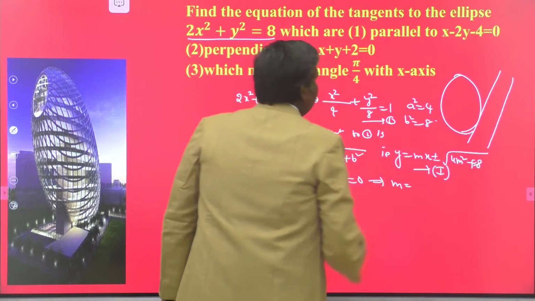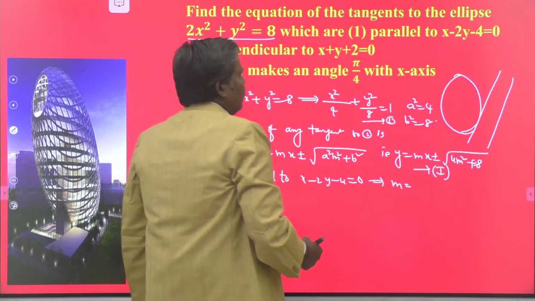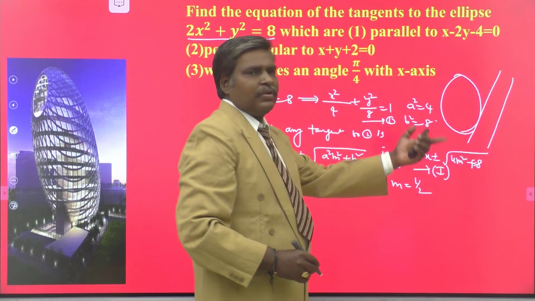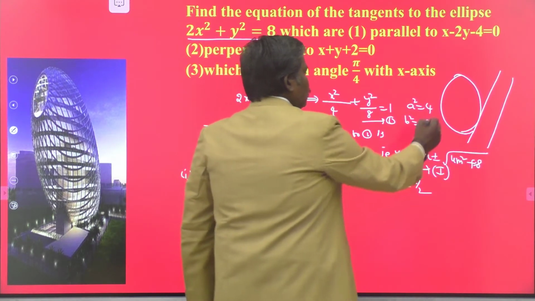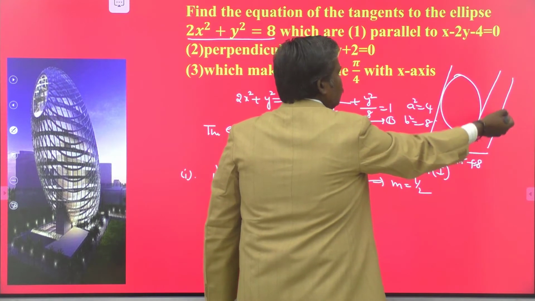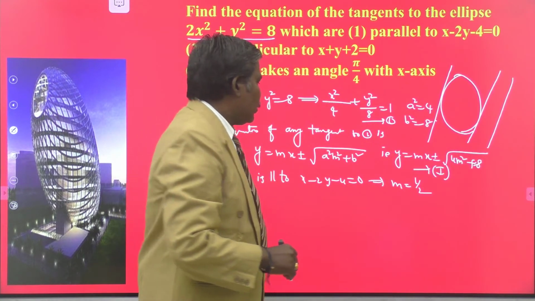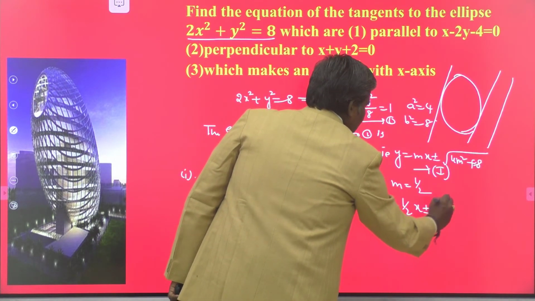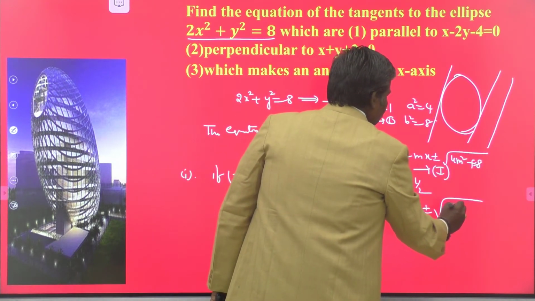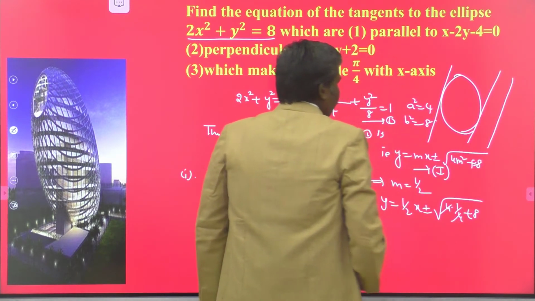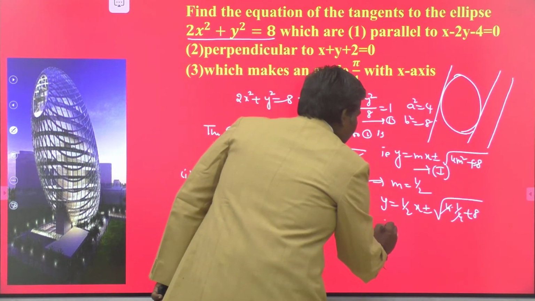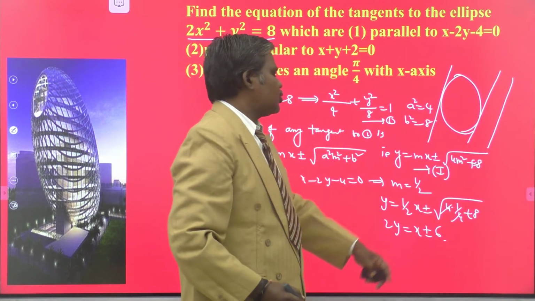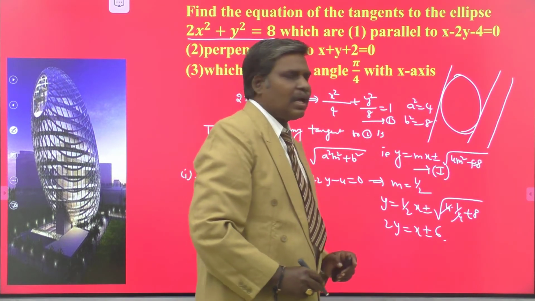This implies, what is your m value? m is equal to the slope of that line, which is minus 1 by minus 2, that is 1 by 2. Just substitute the m value here itself and we obtain the equations. There exist two parallel tangents to that line. Substitute m is equal to 1 by 2, we have y is equal to 1 by 2 x plus or minus root of 4 into 1 by 4 plus 8. The 4 gets cancelled, giving 3 2s are 6. So, 2y is equal to x plus or minus 6. x minus 2y plus or minus 6 equal to 0 is the answer.